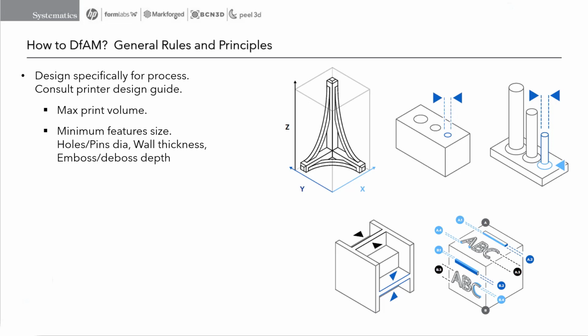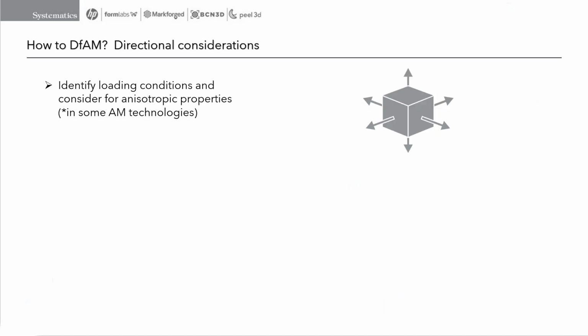It usually contains information such as maximum and minimum part size, minimum features that can be printed, such as hole diameter, pin diameter, wall thickness, and embossed, debossed features. Also, overhang information and some general best practices. If we want to make the best out of the equipment, we need to be aware of this information. It is also important to take into consideration the part loading condition while in use.